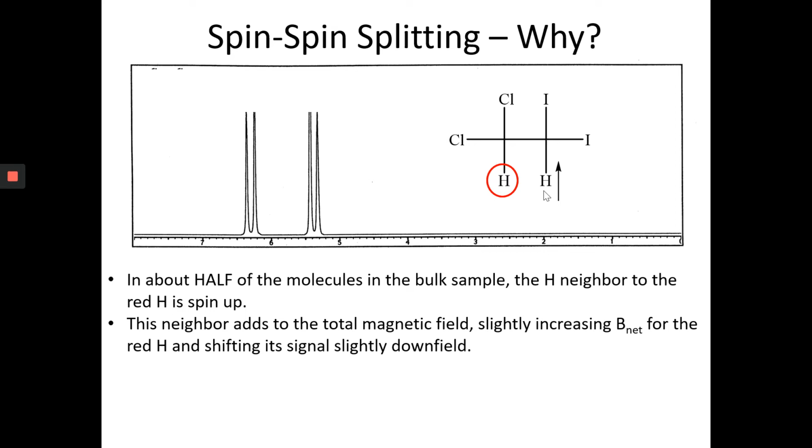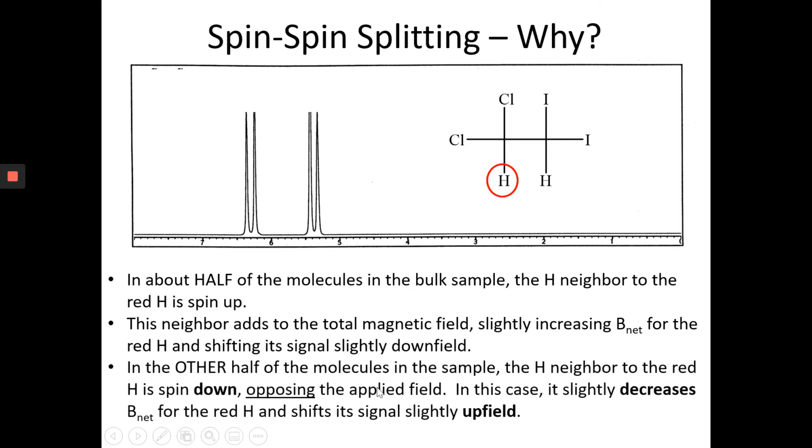And remember, a bigger B net is going to give you a bigger Larmor frequency, which is going to show up to the left, which is slightly downfield. So the 50% of times where your buddy is spin up, that's going to give rise to this little peak right here. And of course, 50% of the time, your buddy is actually going to be spin down, because roughly half of these are up and half of these are down, approximately. If your buddy is down, now your buddy is opposing the applied field, which is going to slightly decrease B net, decrease the Larmor frequency. So now, in the 50% of molecules where your buddy is down, that's going to give rise to this peak right here. You see how that works?